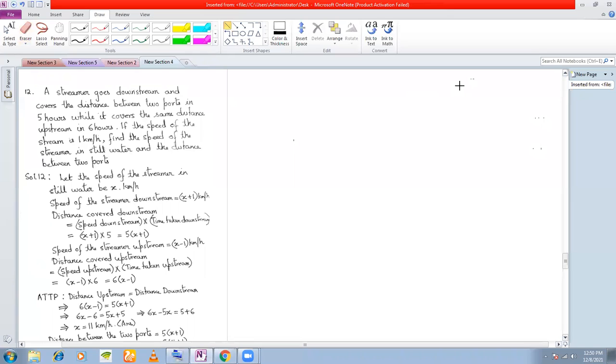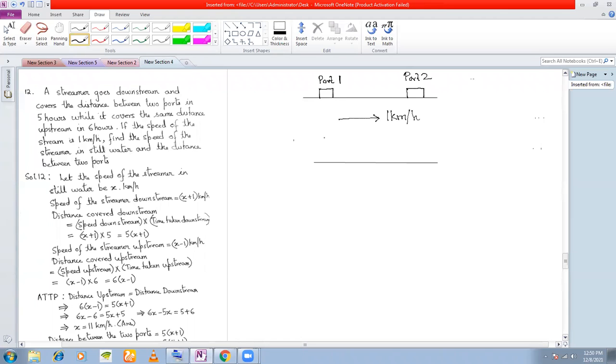Let's say this is your stream, okay? It is flowing, let me draw it horizontally. This is your stream, and let's say the water is flowing in this manner, okay? And what is the speed of flow of water? Speed of the stream is 1 kilometer per hour. That means the water is flowing at the rate of 1 kilometer per hour in the stream, okay? And here you have a port, and let's say here you have another port. Fine.